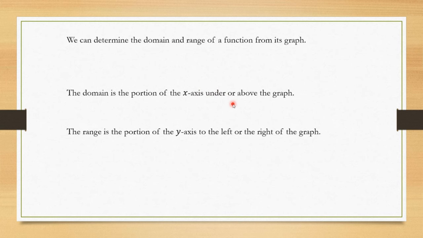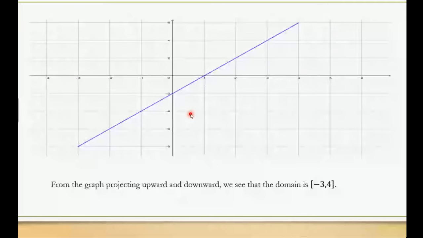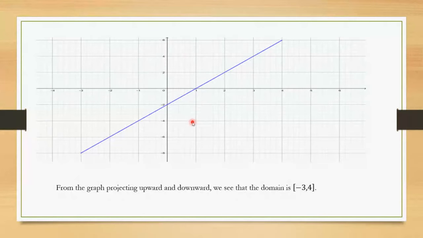The part of the x-axis that's either under or above the graph, that's where the input lives. Whereas for the y-axis, that's where the output lives. And the range actually is the part of the y-axis directly to the left or right. It does take a little visualization. That's why I wanted to practice a bit.